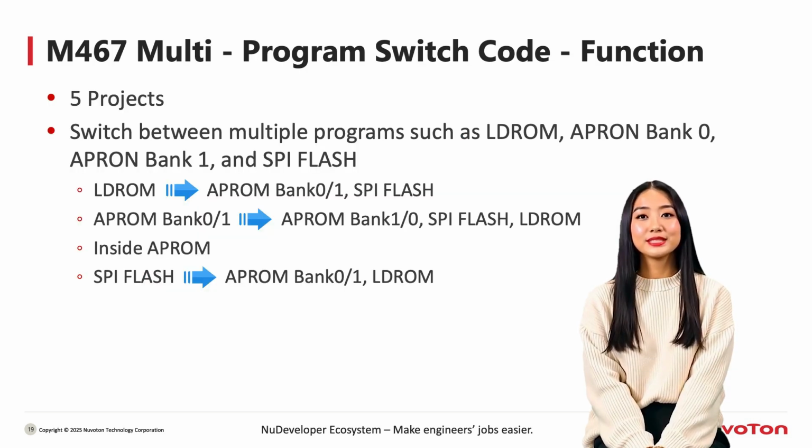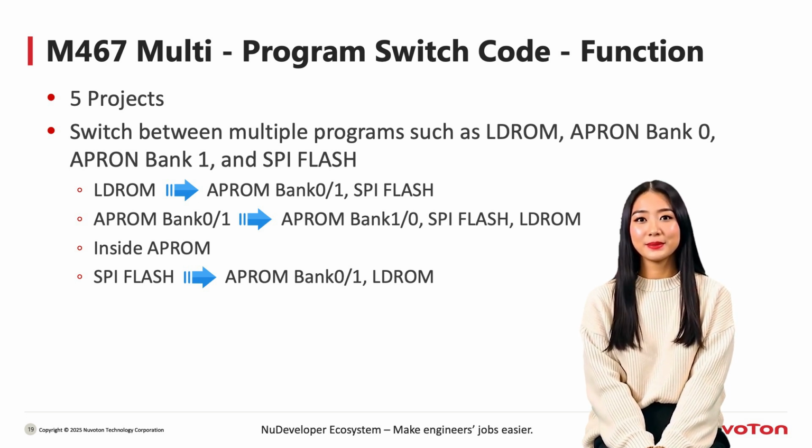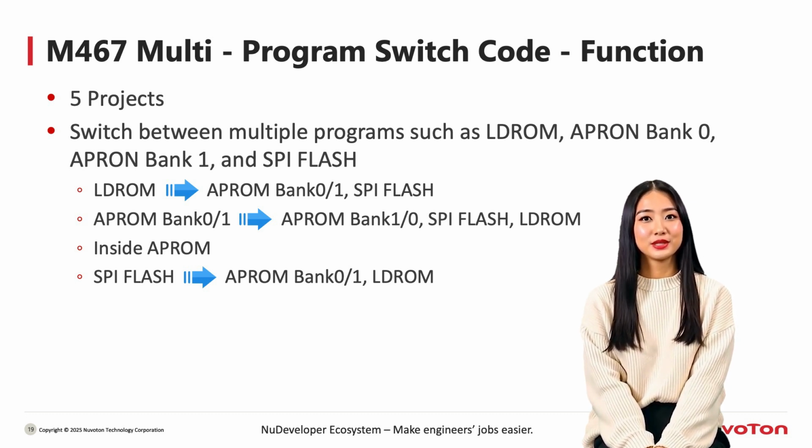Next, we will introduce the M467 multi-program switching code. The code mainly consists of 5 projects, which realize the mutual switching of programs between LD-ROM, AP-ROM Bank 0, AP-ROM Bank 1, and SPI Flash. Switching from AP-ROM Bank 0 or 1 to AP-ROM Bank 1 or 0, SPI Flash, LD-ROM. AP-ROM Bank internal switch. Switch from SPI Flash to AP-ROM Bank 0, Bank 1, and LD-ROM.